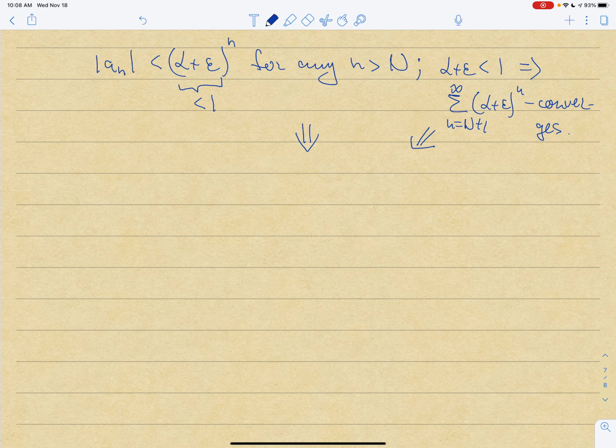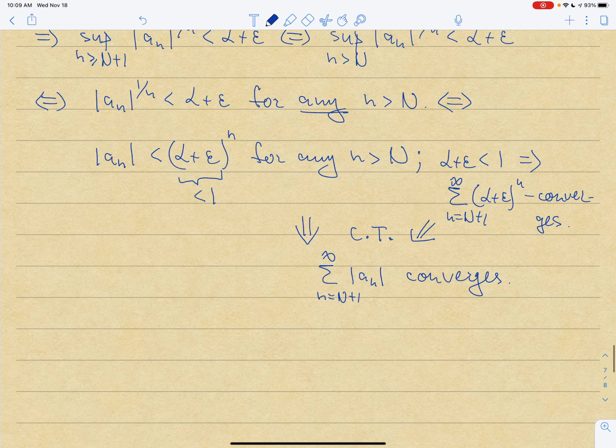So then by the comparison theorem, what we see is that the sum starting from n equals capital N plus 1 to infinity of the absolute value of an converges. Why am I starting from capital N plus 1? Because I only have this comparison result starting from beyond capital N. So if I keep adding terms of my series starting from capital N plus 1, by the comparison theorem, this addition will give me a finite value.